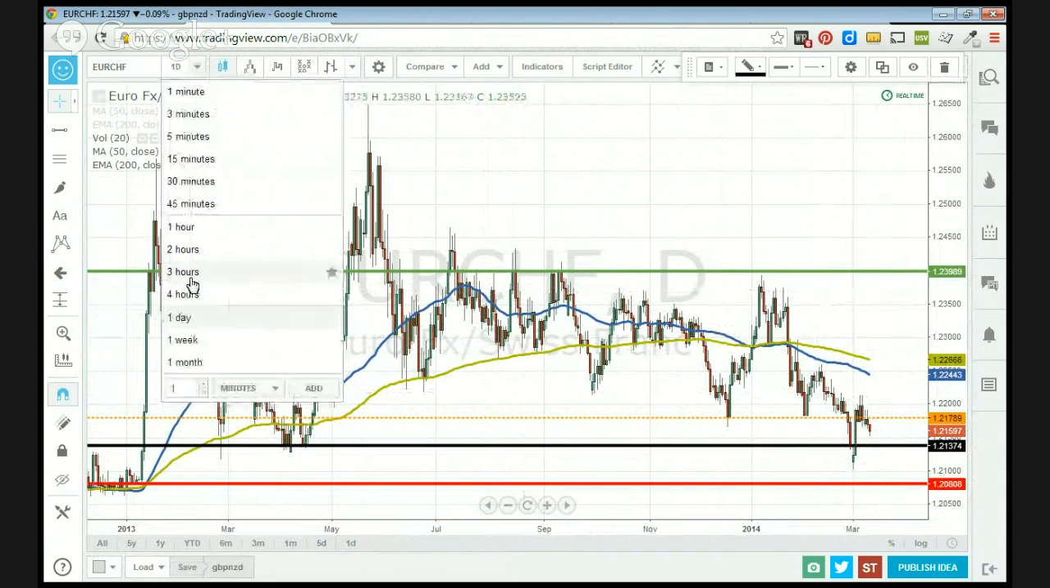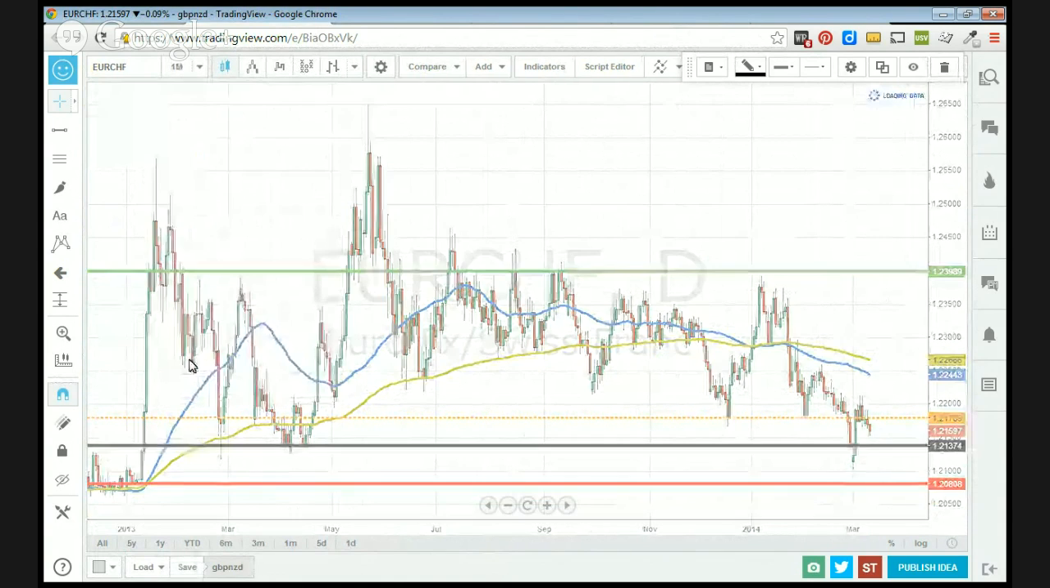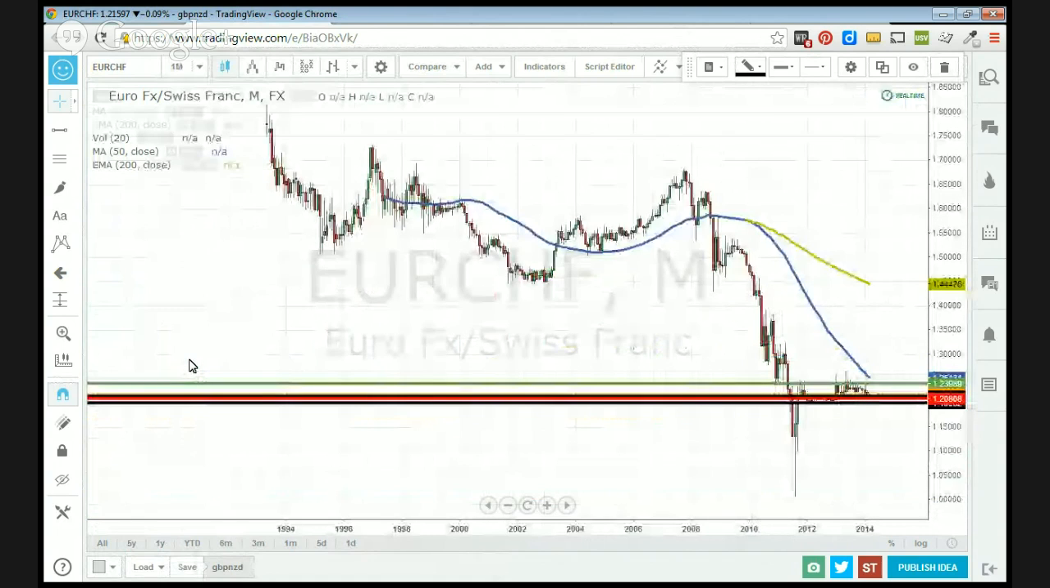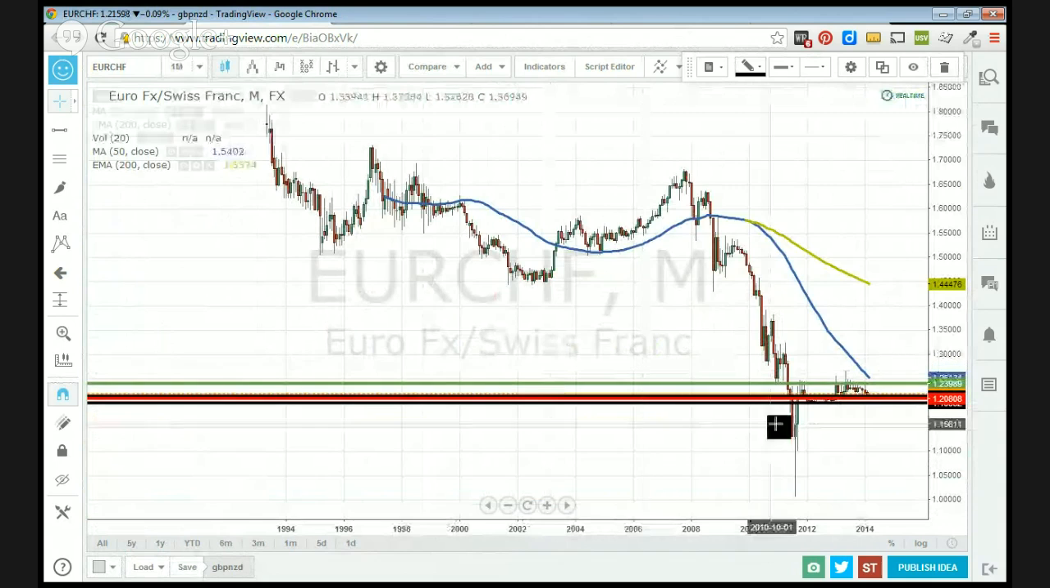Let's see what it looks like on the monthly chart. Okay, it still looks bearish. So what happened here is the Swiss National Bank said they were going to defend 1.2. Let's see if they can. They've been able to defend it for almost 2 years now, more than 2 years. But let's see if that can continue.